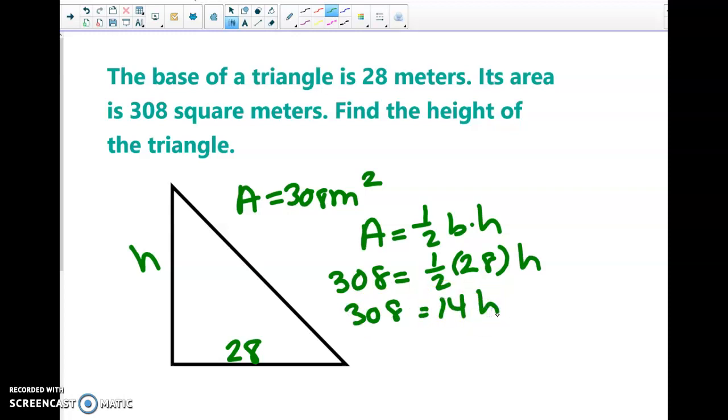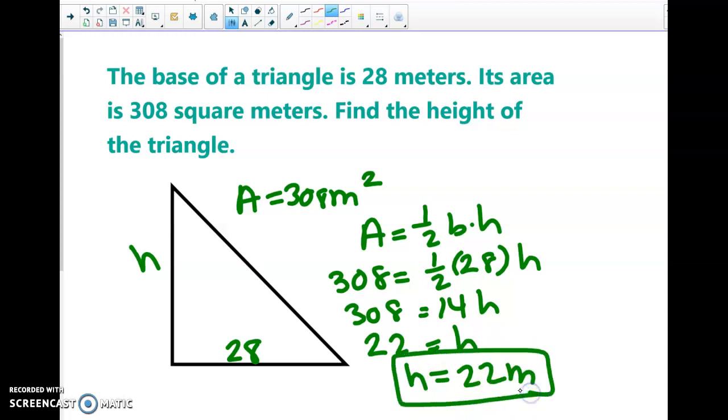What operation would you need to do in order to get rid of 14? If you said division, you are correct. 308 divided by 14 is 22. So your height of your triangle is 22 meters.